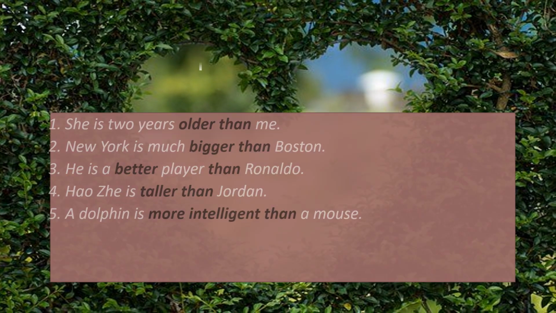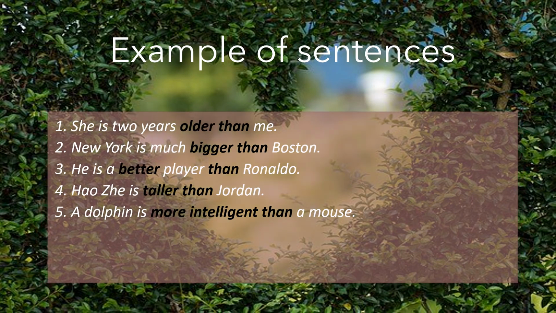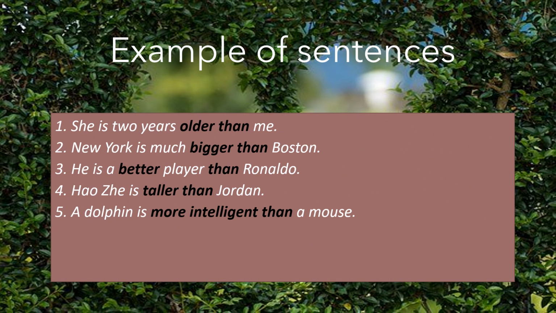Okay, right now, let's see the example of the sentences. Please remember that when there's one or two syllables, how are we going to use the adjective? When there's three or more syllables, how are we going to apply the comparative adjective in the sentence? Let's see. Number 1, old is one syllable, older than. So for one or two syllables, we add er then.